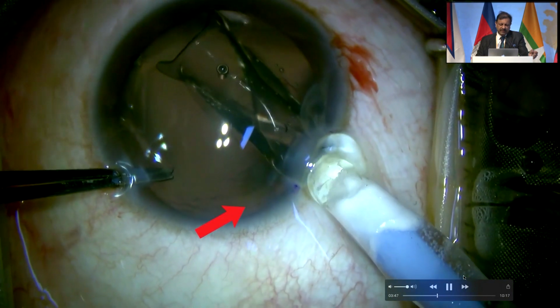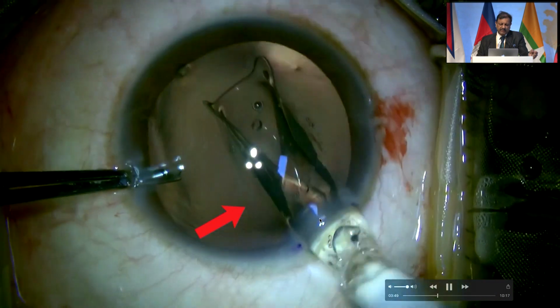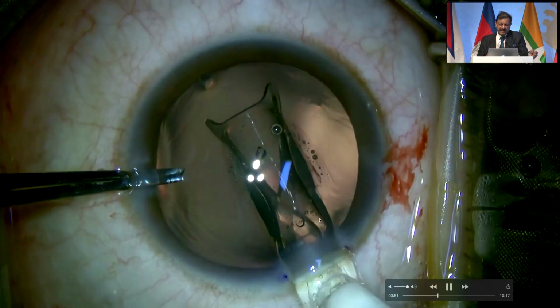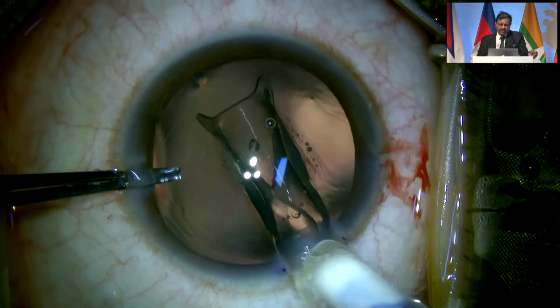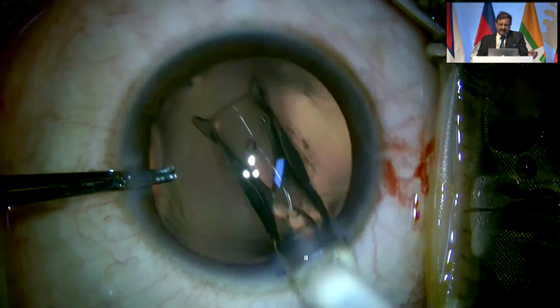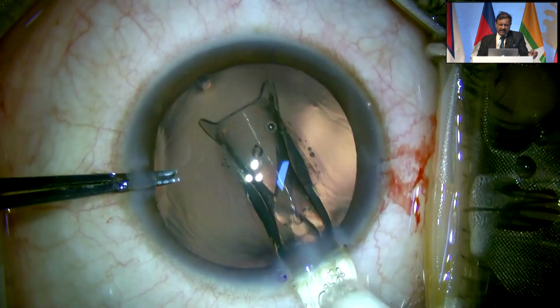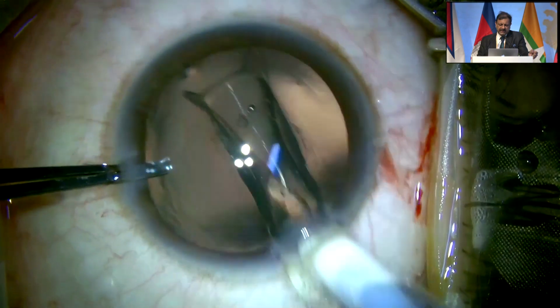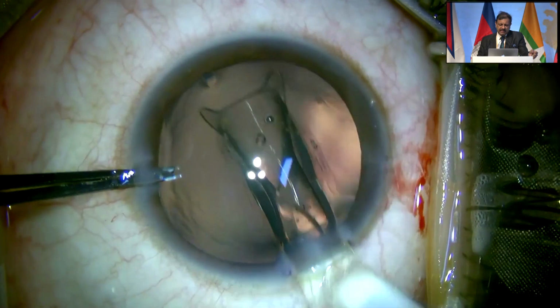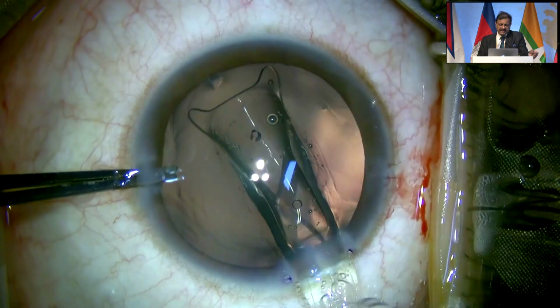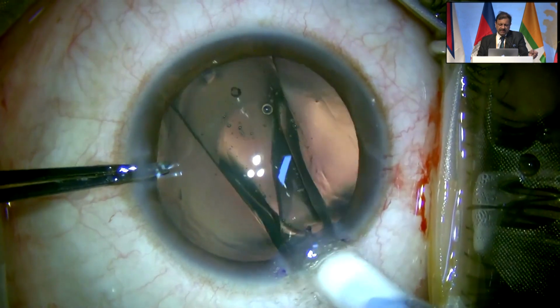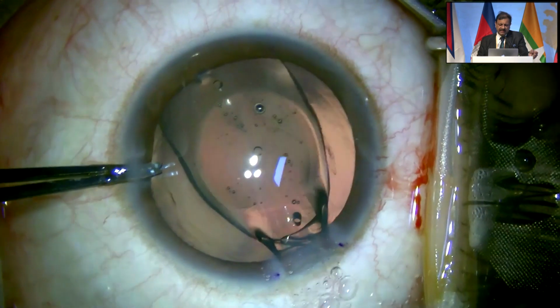Just watch carefully. The 3/4 of the lens was in, and suddenly I withdrew the injector, so the lens is stuck. So rather than pulling, you should gently push the lens, and you can easily escape from this situation because most part of the lens is in.